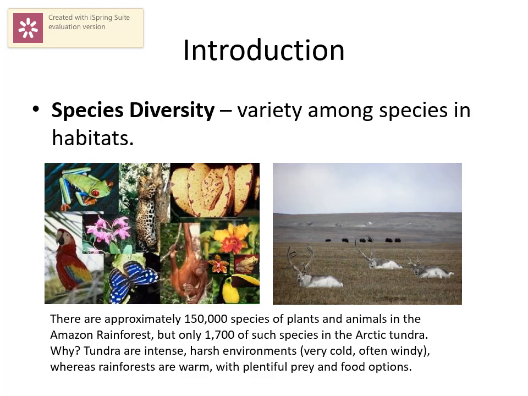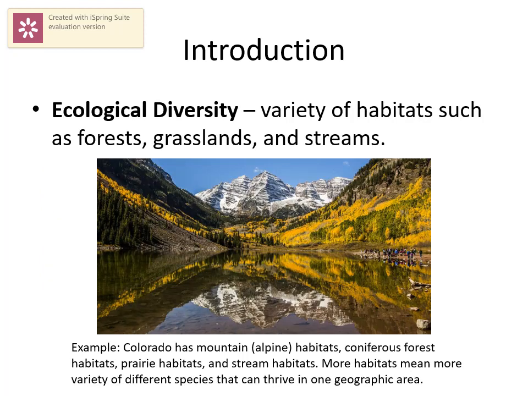On the other hand, the tundra, it's a much harder place to live. It's less forgiving. And there's very few food sources to choose from. So most organisms have adapted just to survive these harsh conditions. And so there's much less diversity overall. So the type of environment, the climate, the food sources can all dictate how diverse these environments are in terms of number of species. We also have ecological diversity, variety of habitats such as forests, grasslands, and streams.